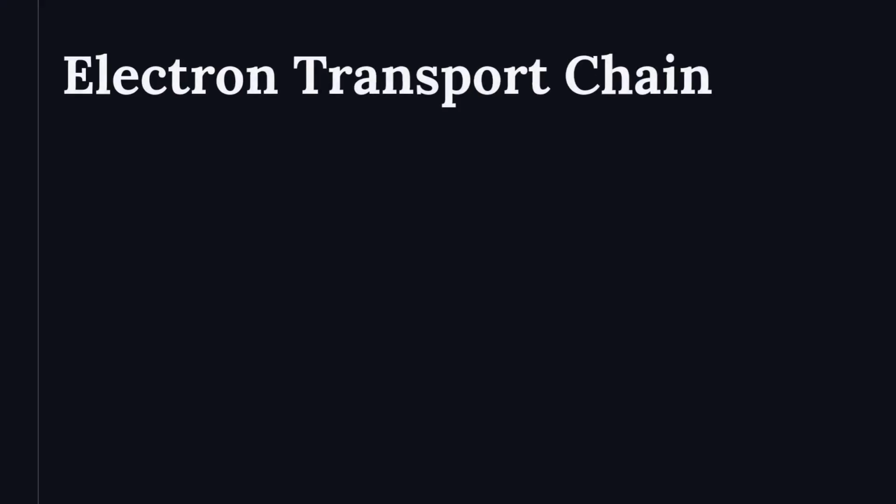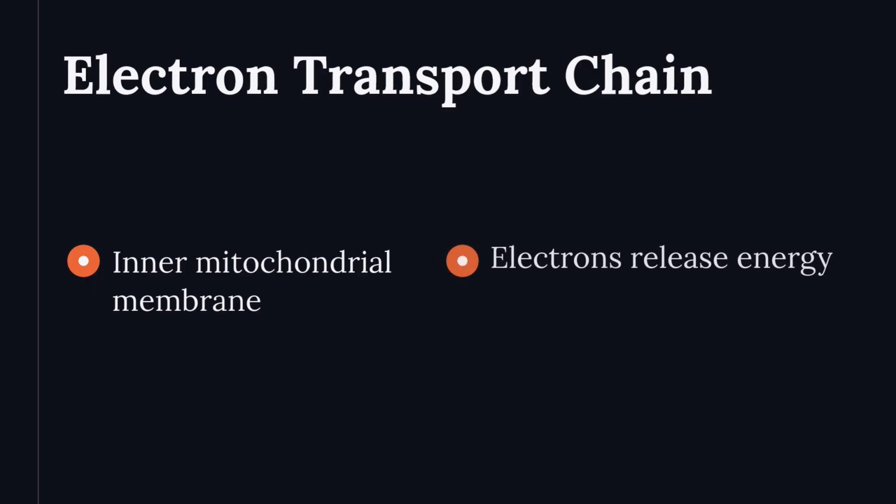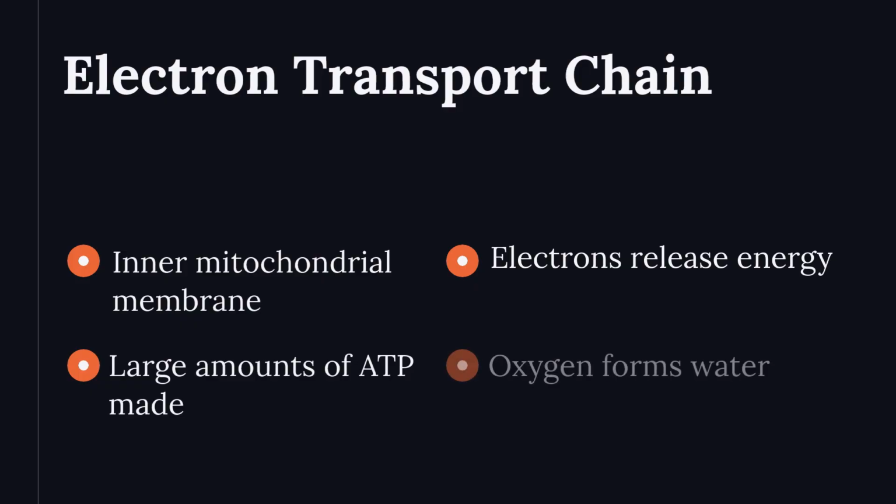The electron transport chain occurs in the inner mitochondrial membrane. Electrons from NADH and FADH2 move through proteins, releasing energy. This energy produces large amounts of ATP. Oxygen is essential, forming water as the final electron acceptor. It's the last stage of aerobic respiration.